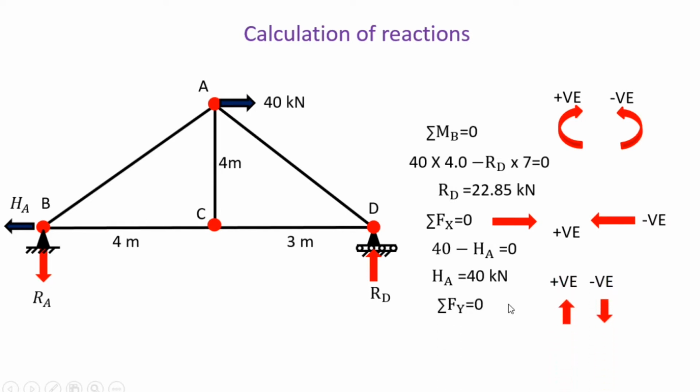Then we apply the sigma Fy condition. Vertically upward is positive and vertically downward is negative. Here we initially consider the direction of RA as downward. If the answer is positive, our direction is correct. As per sign convention, vertically upward is positive and downward is negative. So RD minus RA is equal to 0, and we know RD is equal to 22.85, so RA is equal to 22.85. It means the direction you assumed for RA, downward, is correct.